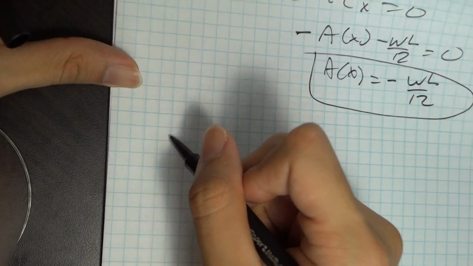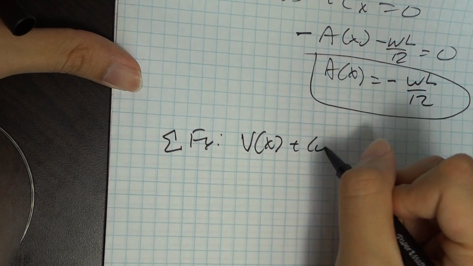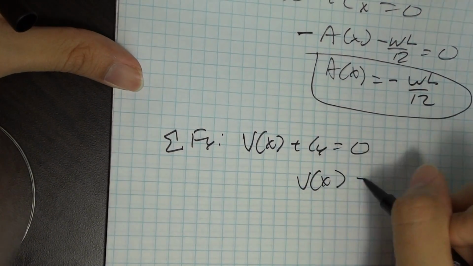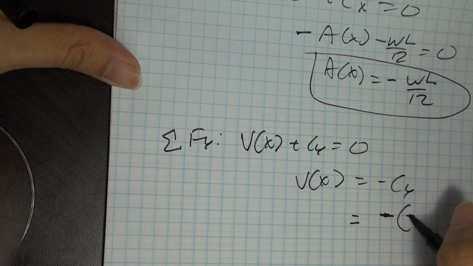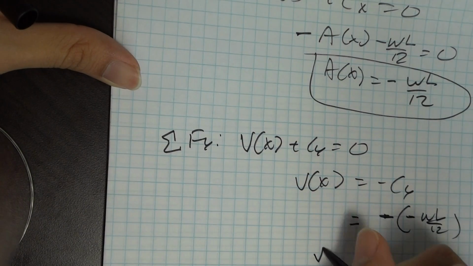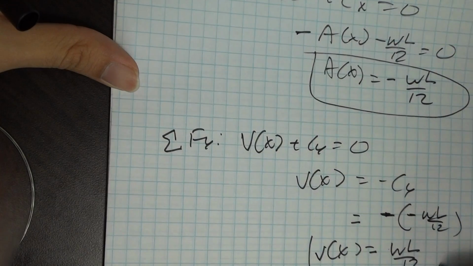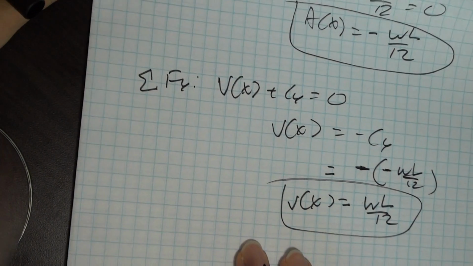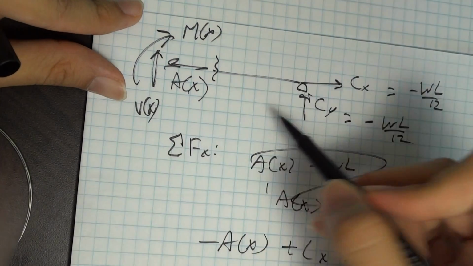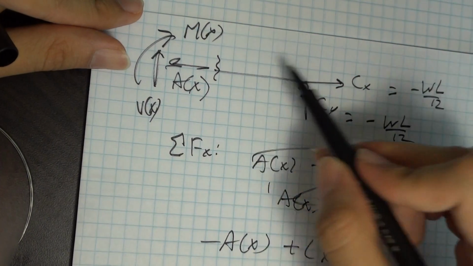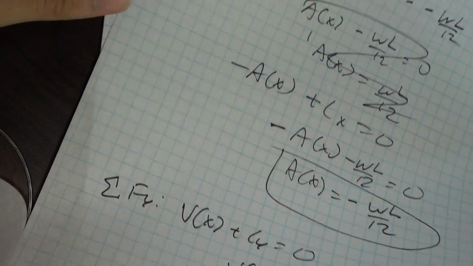My Fy: V of x plus Cy equals 0. V of x equals negative Cy equals negative WL on 12. So my V of x equals positive WL on 12. That should be apparent here. There's only a single reaction here. There's no forces in the middle. My shear should be equal to that reaction.